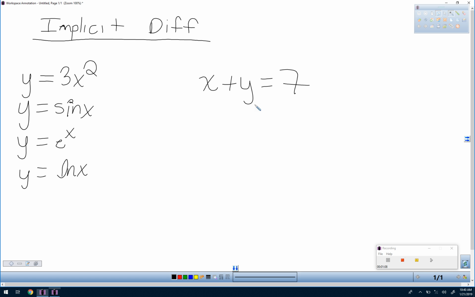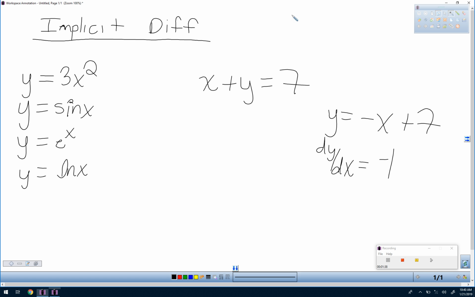Now, obviously, with this function, you could easily say, well, I can solve this for y. If I solve this for y, I would get y is equal to negative x plus 7. And so then the derivative of y with respect to x would simply be negative 1. Well, that's easy. So then I can just take any function, solve it for y, and call it a day. Well, some functions you can't do that so easily for.